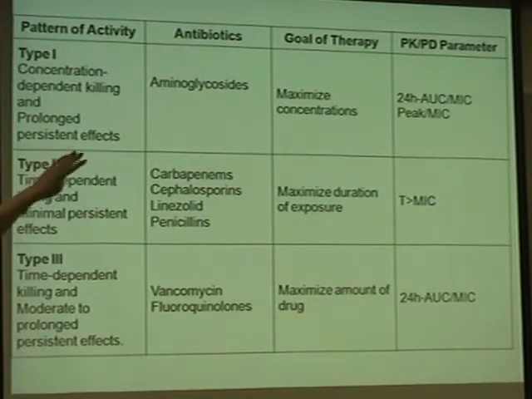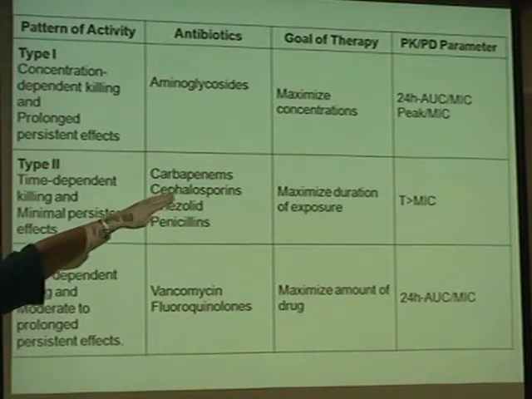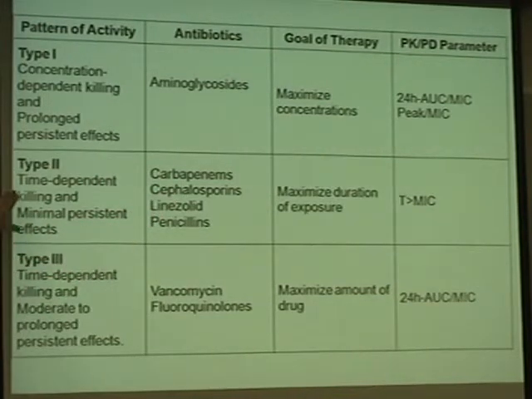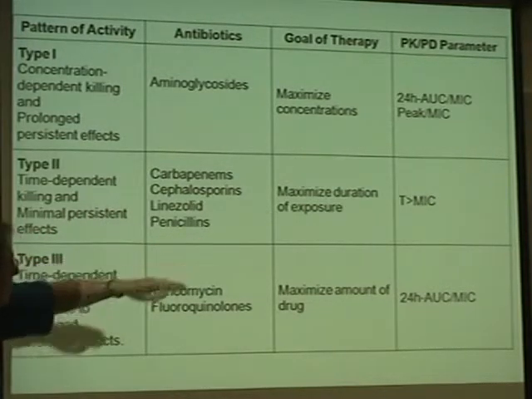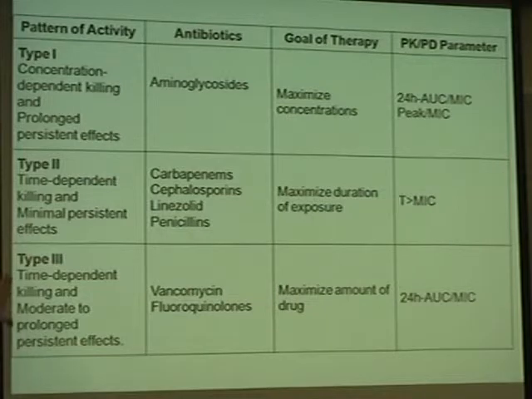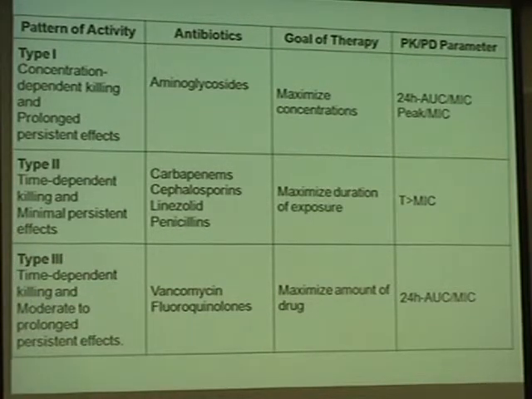Concentration-dependent antibiotics are your aminoglycosides. And again, we're going to try to achieve a high peak to MIC. Our time-dependent antibiotics are the cephalosporins. Again, we're looking at a time above the MIC, and then this falls into a hybrid. And we're going to look at AUC to MIC ratio, but the surrogate for that is trough, okay? Trough to MIC.